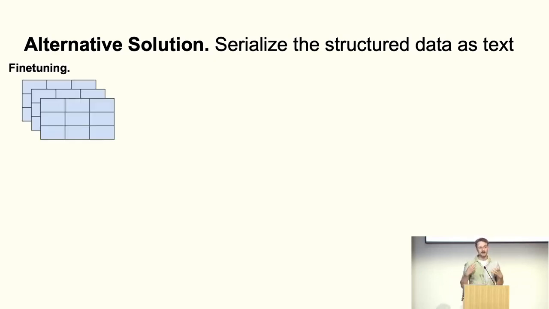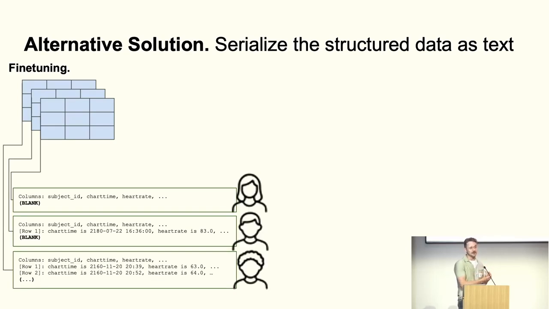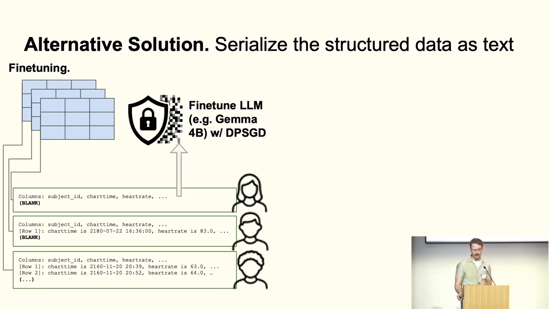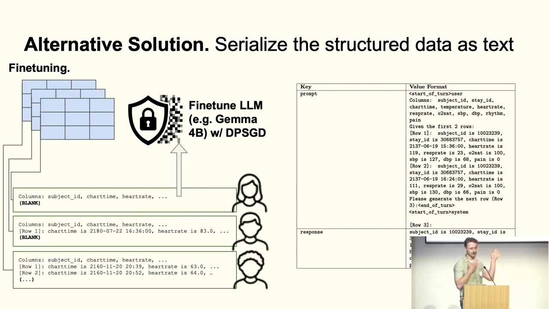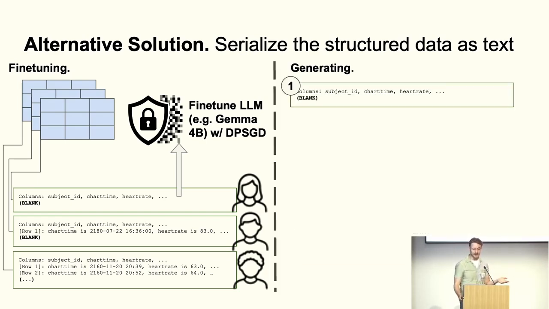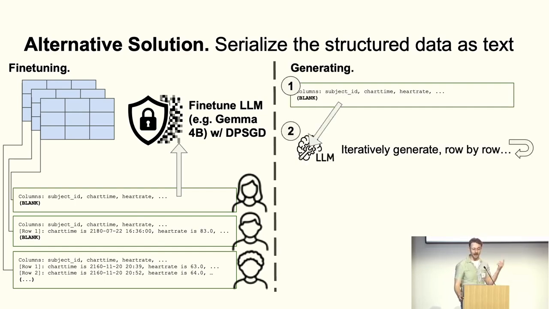And then the question is, how do you fine-tune a large language model such that it will produce a structured table that represents somebody's medical trajectory? So we can start by creating examples in the serialized version for each individual in our data set. We can fine-tune some language model like Gemma with DPSGD, literally using prompts that look like this: here are the first k rows, give me the k+1th row. We can do this process, and then at generation, we can just prompt with an empty schema and generate row by row somebody's medical trajectory, but for a completely synthetic individual.